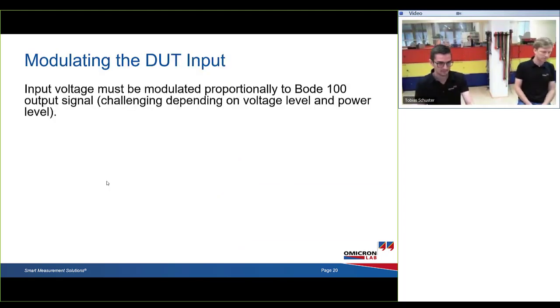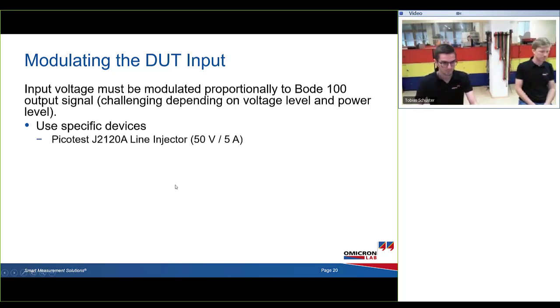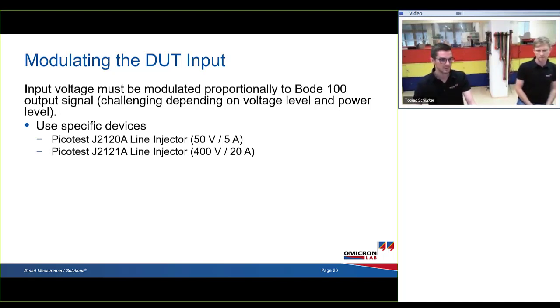So how can you do the modulation of the input? You have to put the AC output signal of the Bode on top of the DC input voltage of your voltage regulator. For that you can use specific devices, for example, the Picotest J2120 line injector, which can go up to 50 volts and 5 amps, or the high current injector, the J2121 high power line injector, which we'll use afterwards in our measurement, where it can go up to 400 volts and even 20 amps.